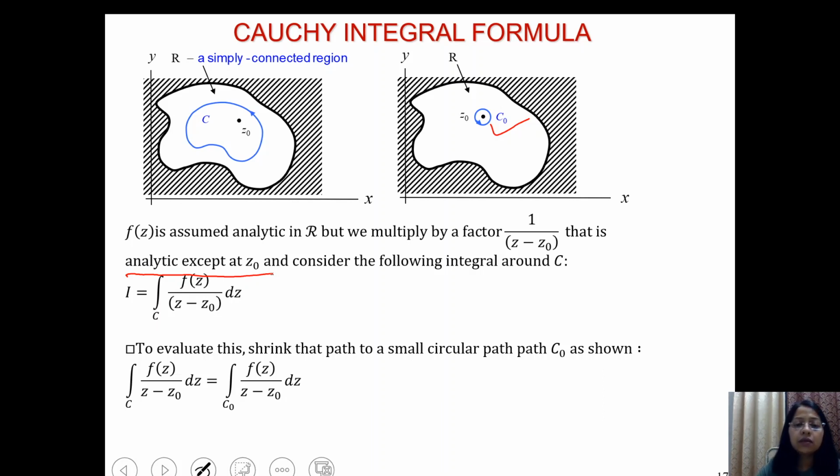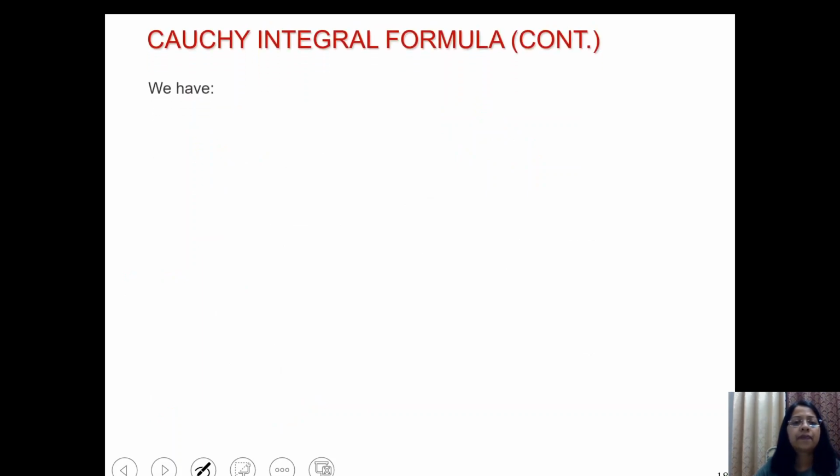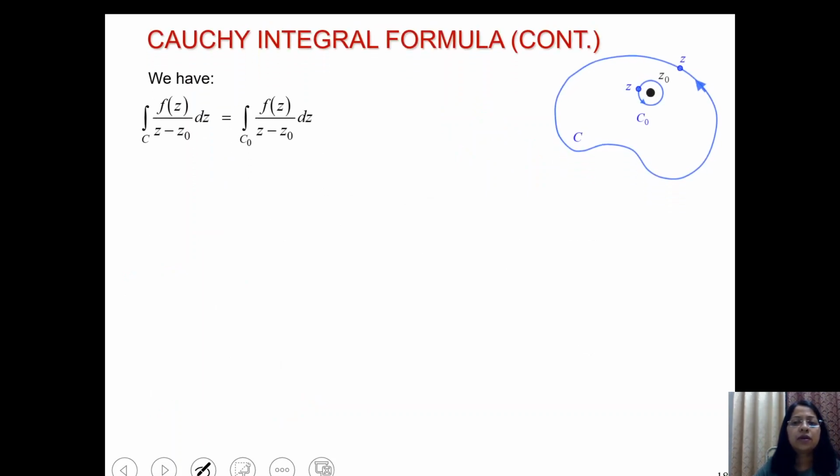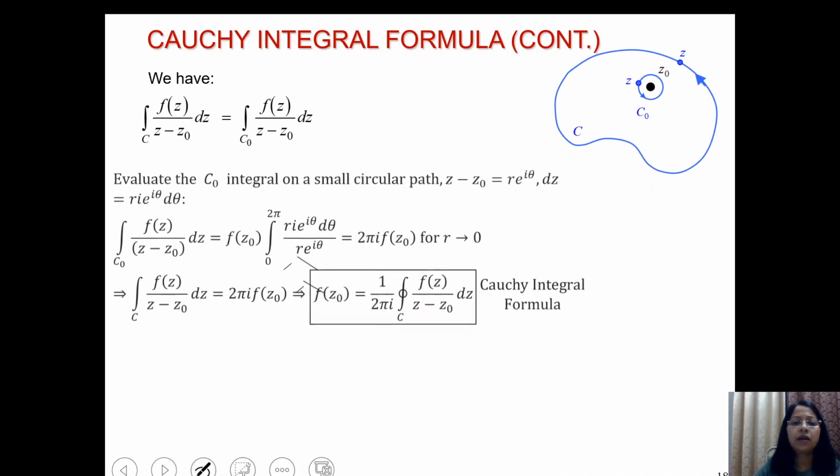So, using Cauchy's theorem for multiple curves, because this C0 is inside the closed curve C. For a multiply connected region, if we use Cauchy's theorem, the integral along C will be equal to the integral along C0. C0 is our assumed circle, drawn by taking z0 as center and a very small radius. Here we have shown it in an enlarged manner.